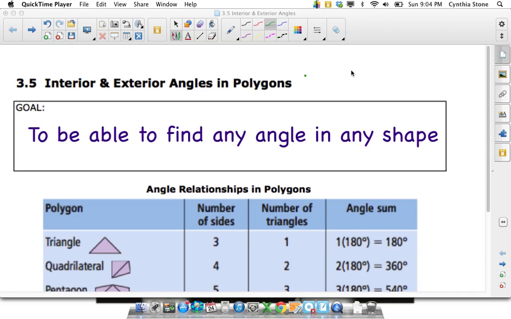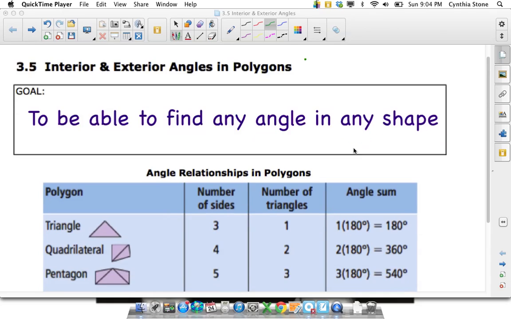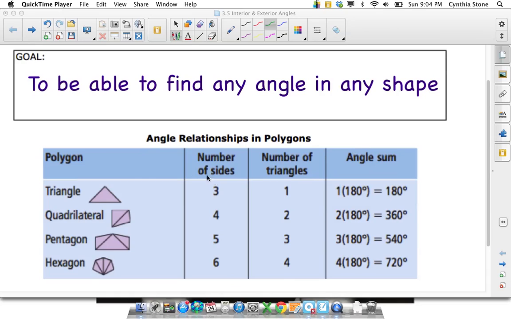Section 3.5 in the grade 9 applied course, looking at interior and exterior angles in a polygon. So we want to find any angle in any shape. That's what we're looking for today. And here's a little table that'll give you a guide. This table shows 4 different shapes. And of course, a polygon could be any number of sides. It doesn't have to be those, but you remember the number of sides in a triangle, quadrilateral, etc.